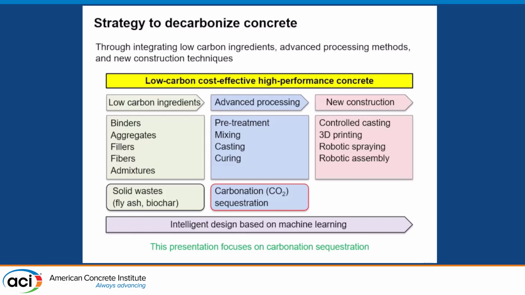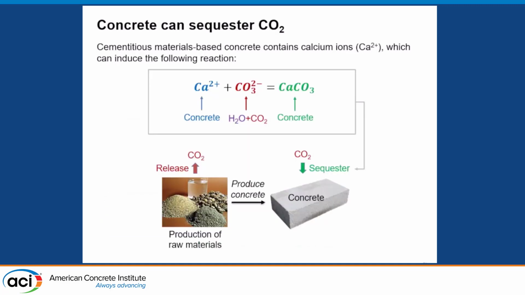In this study, I will focus on advancing the processing through carbonation sequestration. The production of the raw materials, such as the cement and some of the fine aggregates, releases some CO2, but this CO2 can actually be captured back or sequestered by the concrete materials, simply through this reaction. I cannot see the pointer, sorry. Through this reaction, the calcium will react with water and the CO2 to generate calcium carbonate so that it can embed back into the concrete.